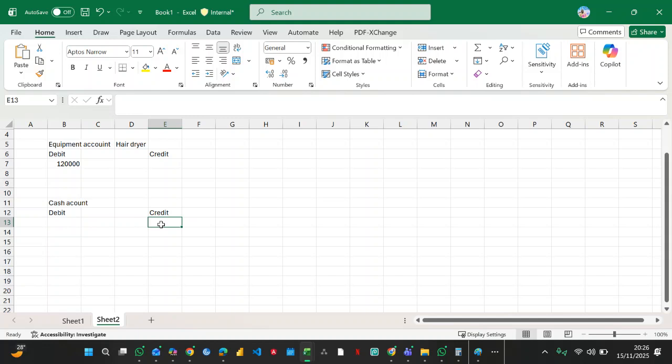It's a question for us. So now this is an account, and this is another account. On the equipment account where you bought a hairdryer worth 120K, that is on the debit side, right? So now on the cash account, where are we putting this 120K?